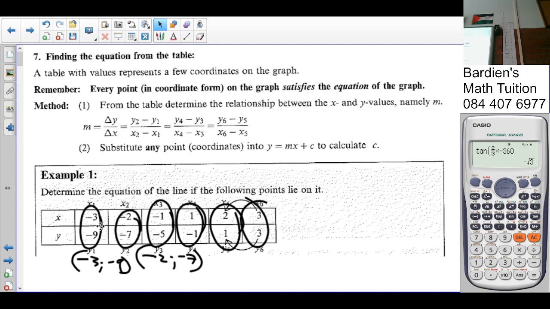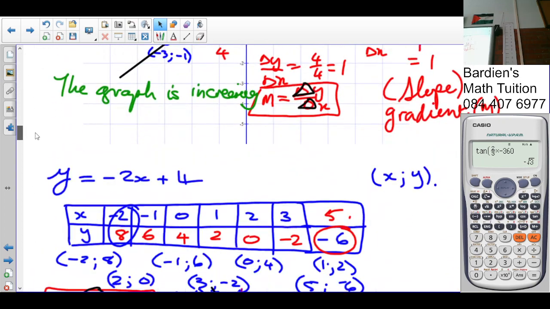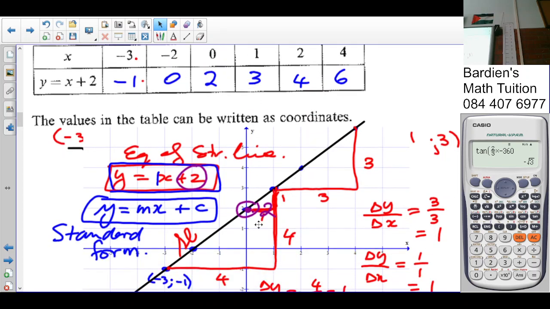Remember, every point in coordinate form on the graph satisfies the equation of the graph. You all understand it, no? Because if you take a couple of steps back, when we spoke about the initial coordinates, when we drew up the table, you remember? The table then formed coordinates, and we managed to draw a straight line graph going through them. This was our first lesson.